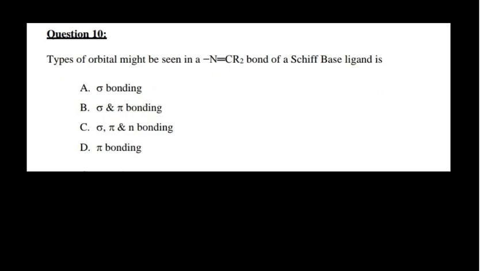Types of orbitals that might be seen in the C double bond N of a Schiff base ligand. Okay, it is having everything actually. It is a double bond: you consider one bond as sigma and the other as pi, and nitrogen is there, so a lone pair is there. So lone pair, pi bond, sigma bond, all are there. Obviously your correct option is option C. Now moving to the next problem.